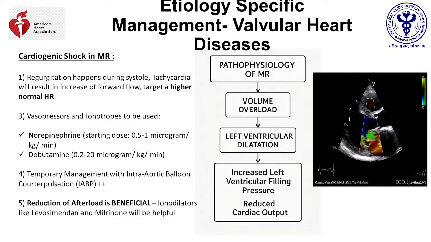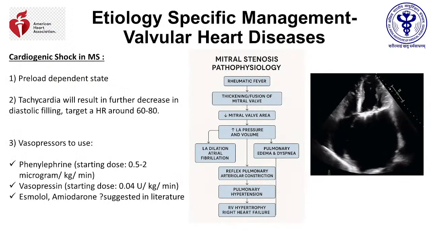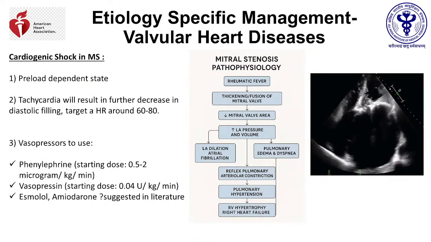Etiology specific management for valvular heart disease: in mitral regurgitation, during the systole. You are emphasizing something which is different from our day-to-day practice. In patients with valvular heart disease, you are suggesting that you should start vasopressin rather than norepinephrine. In patients of MS, phenylephrine or vasopressin, if RV failure is there.